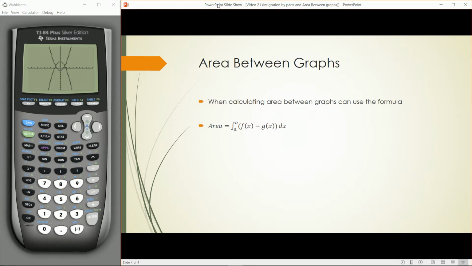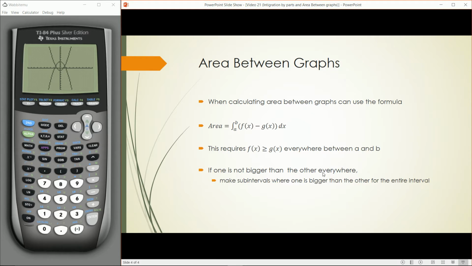In general, you'll use the formula of integral from a to b of f of x minus g of x. Now, to use this, f of x has to be the bigger function for the entire interval a to b. So if this was my f, this integral would only work between this point and this point. If I want to integrate out to 5, then you have to do something better by splitting it up a little bit. So you want to make subintervals where one is bigger than the other for the entire interval. So we can make this subinterval where the top function is bigger than that function for that entire grouping.